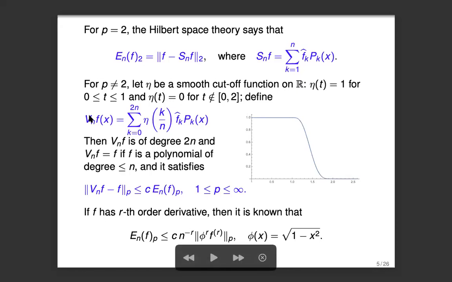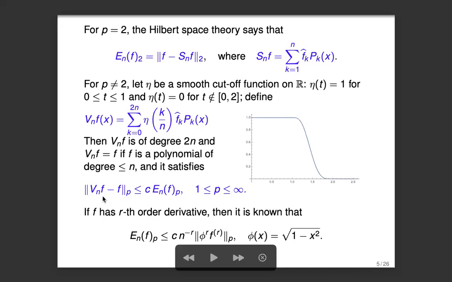So now you define your V_n f, instead of the partial sum. Compare these two: you add a cutoff function. Nowadays, you could call this sampling. If you take this cutoff function and write down V_n, then V_n is of degree 2n instead of n. And if f is a polynomial of degree less than or equal to n, then V_n f equals f. So it's like the partial sum, except it's of degree 2n and recovers polynomials up to degree n.